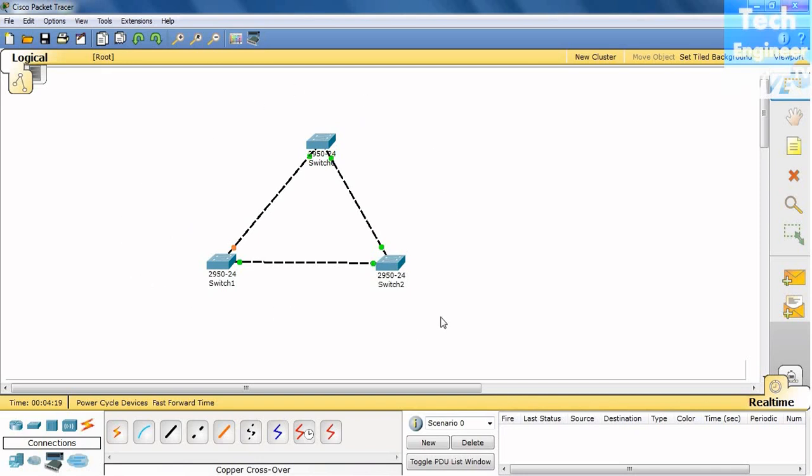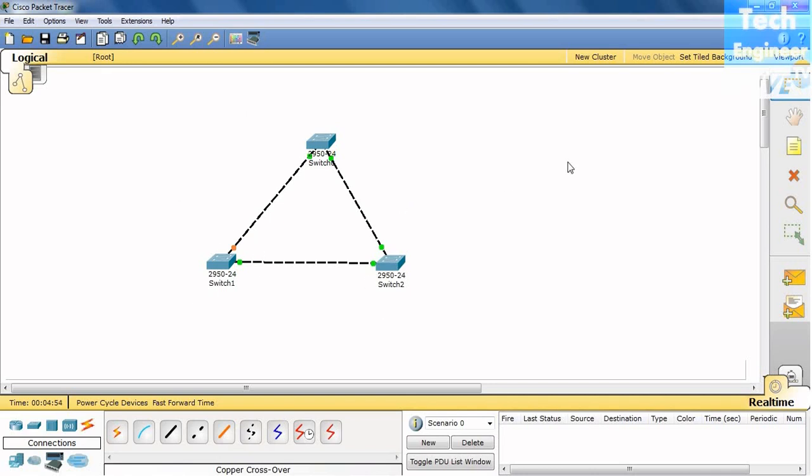Basically, whenever switches are connected with each other, every switch considers itself as a root, and they think that they are the switch who can lead. So in a particular network, every switch considers itself as a root.